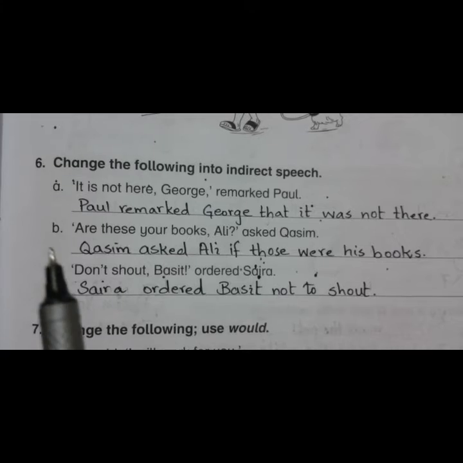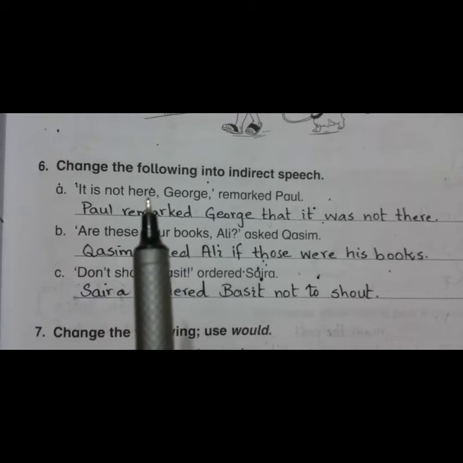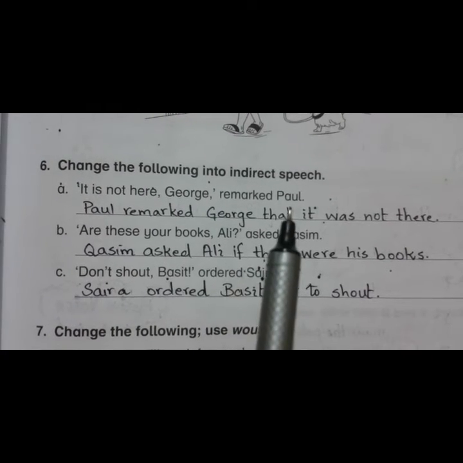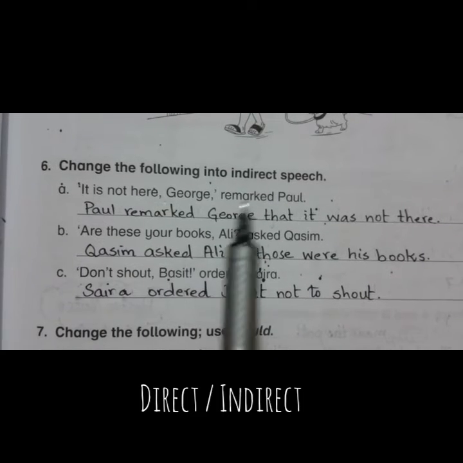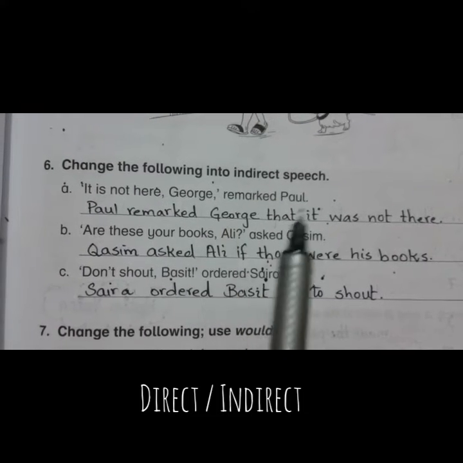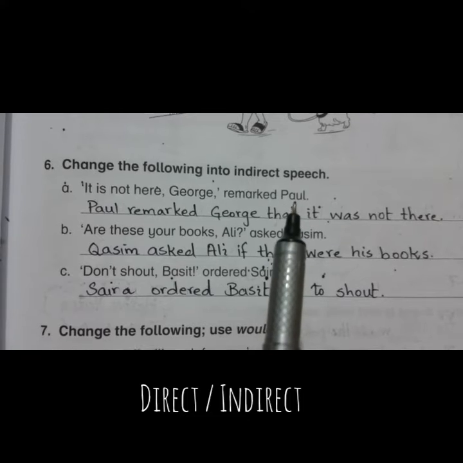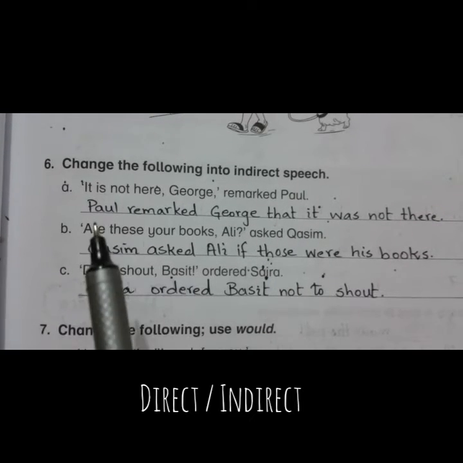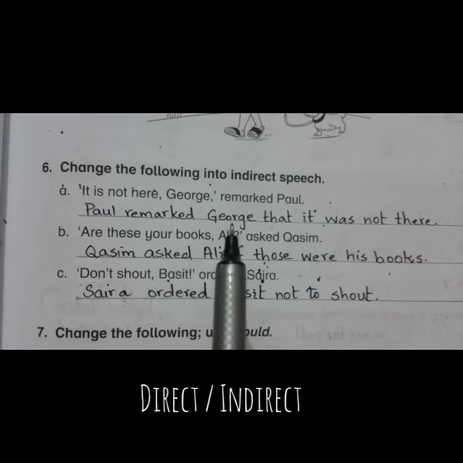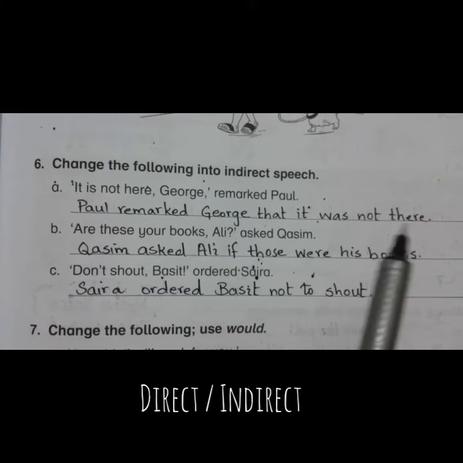Now let's see what the first sentence is. "It is not here," George, remarked Paul. So this is the direct speech. Let's change it into indirect speech. We will start from the speaker. Who is the speaker? Paul is the speaker. So Paul remarked George that it was not there.